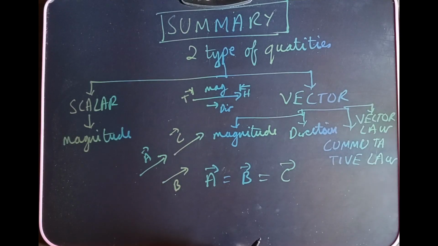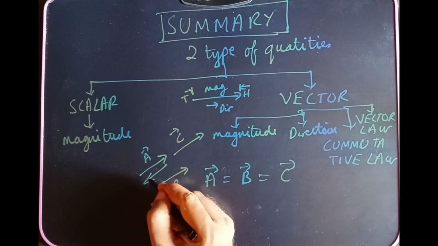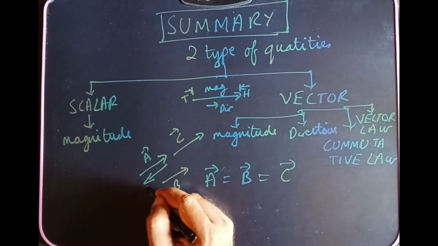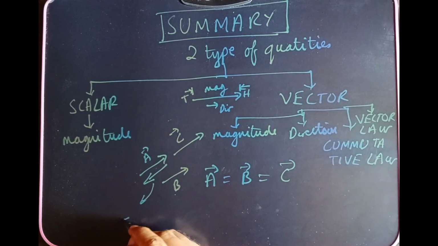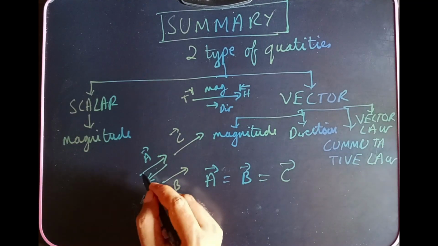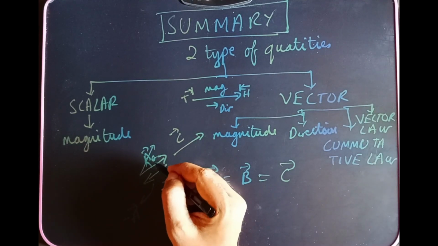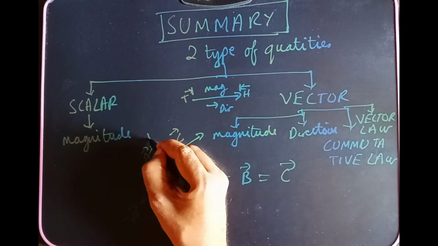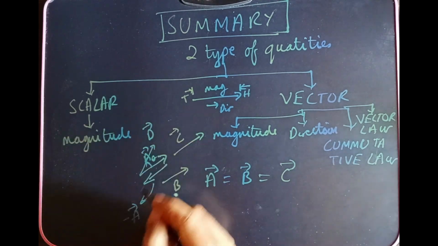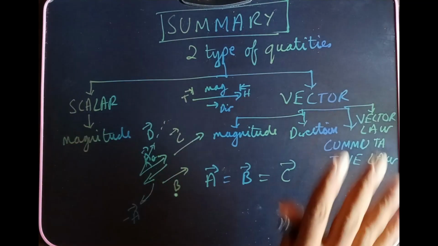And if a vector is opposite to the direction of A, the magnitude is the same, then this is represented as minus A. If the vector A is rotated by an angle of theta, this will produce another vector, let's say D, with a different direction. These are some rules which we have studied. So with this we understood the basics of vectors.